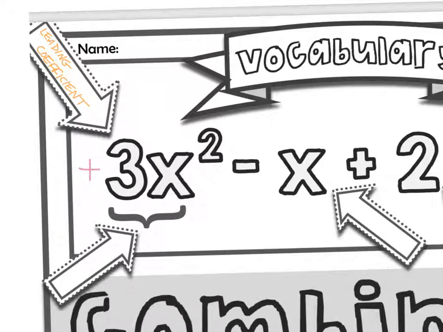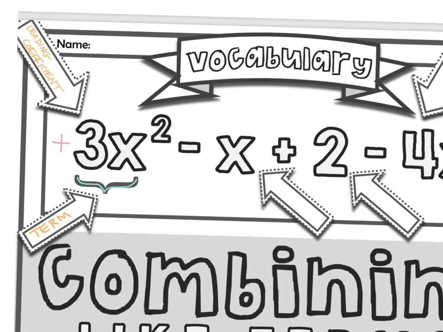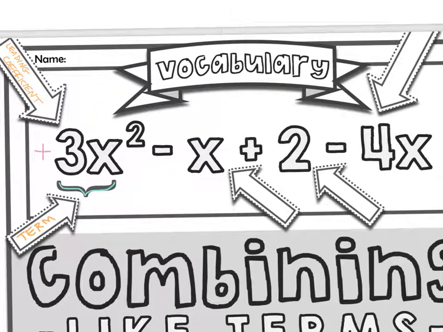Our next arrow is pointing here. You can see this bracket here, and that's showing the 3x squared. That is a term. So let's fill in the next arrow with the word term. So you'll see in this example we have 4 terms. We have 3x squared, x, the 2, and the 4x. Those are all the terms.